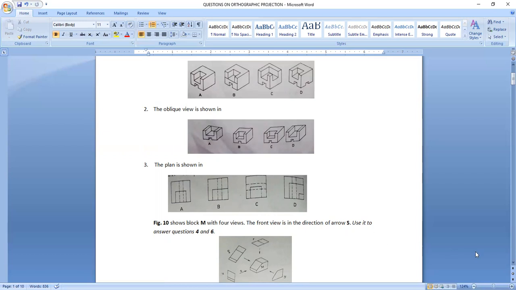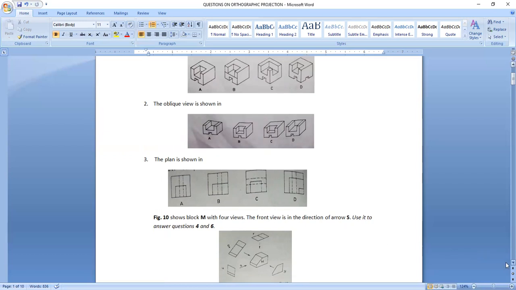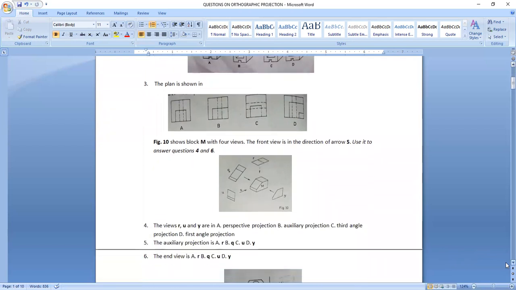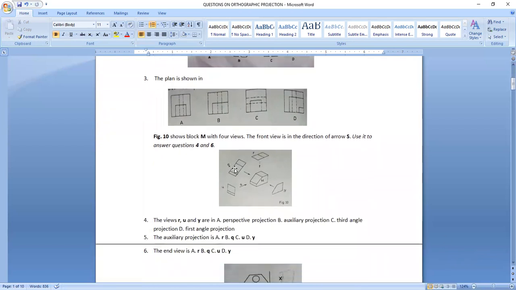Then we move to question 4. We have to use this diagram to answer questions 4 to 6, as we have here that figure 10 shows block M with 4 views. The front view is in the direction of arrow S, used to answer questions 4 to 6. Okay, so then you look at what we have here, so that they're talking about this.